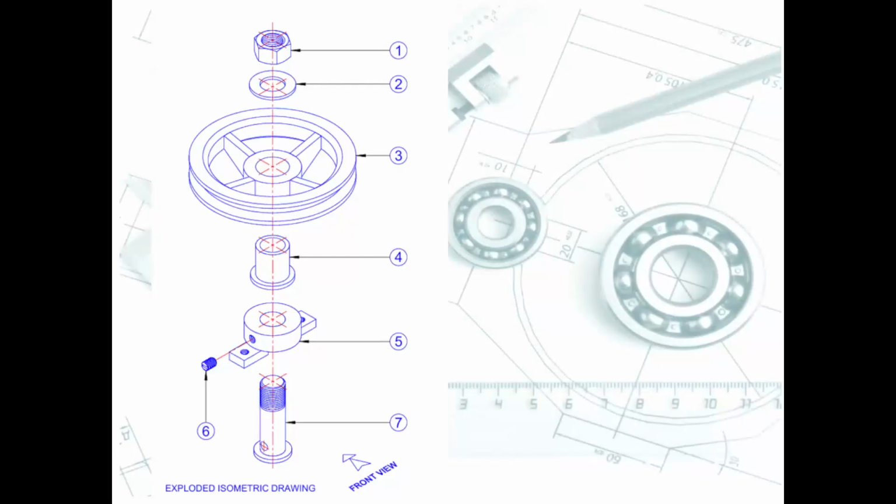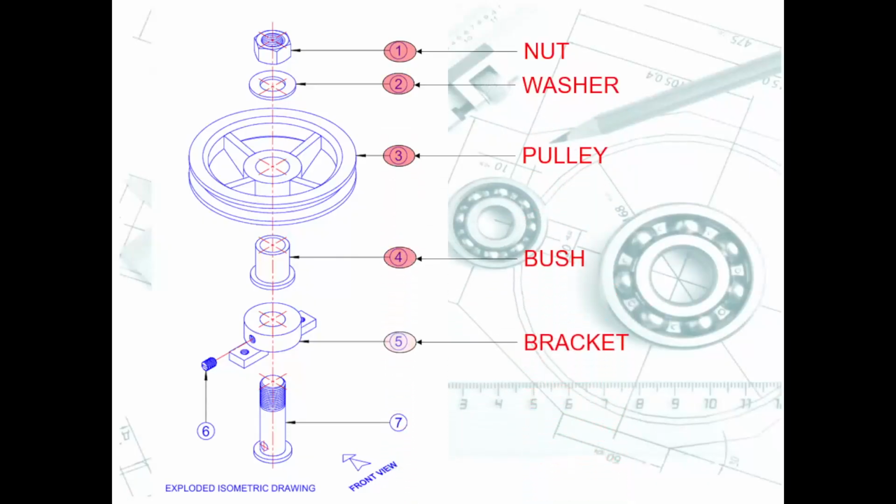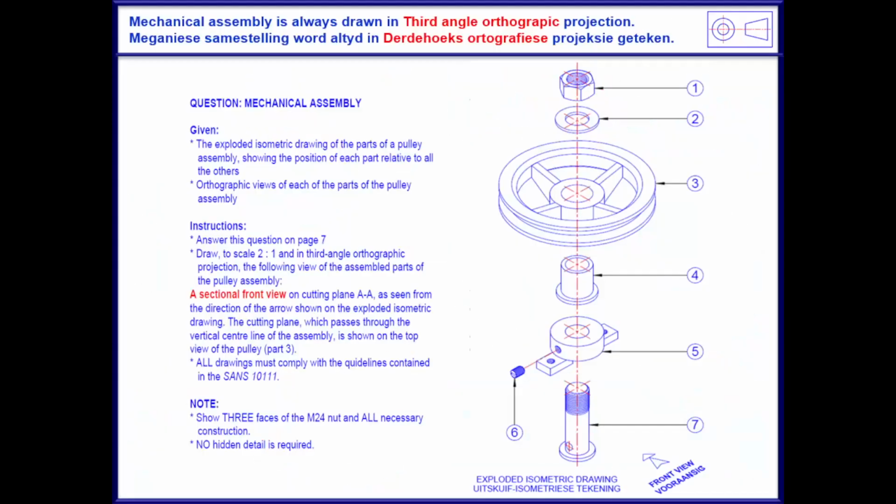The assembly consists of 7 different parts: the M24 nut, the washer, the pulley, the bush, the bracket, the grub screw that will thread into the shaft, and the shaft itself. Please take note, for this question, we will use an M24 nut, and we will be working in a scale of 2:1.